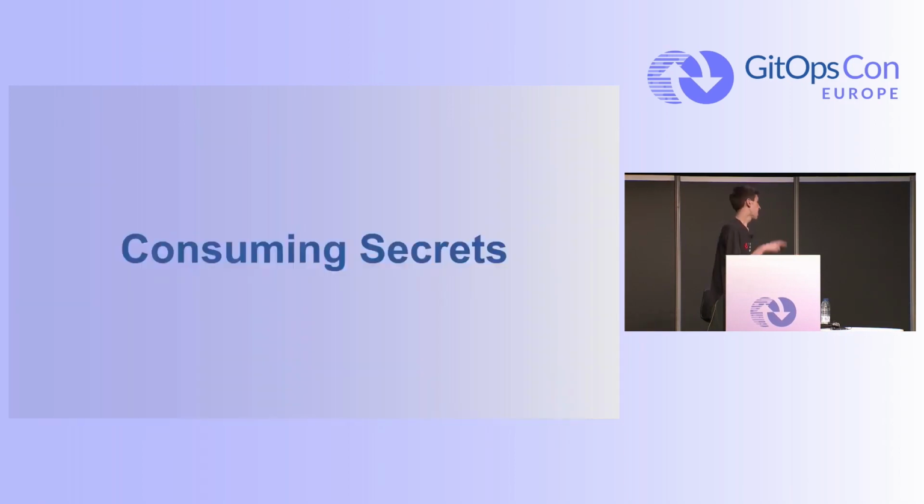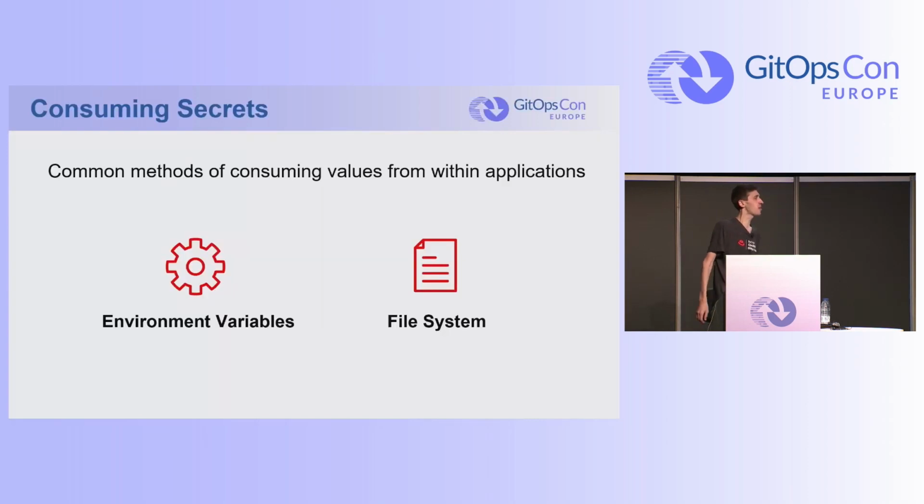Okay, we talked about how we store the secrets and how we access them. Now the most important part: how do we actually use them? Because we did two of the three. Let's start consuming them. There are two common ways that you will consume secrets in your GitOps process. One, environment variables. You're going to consume whatever it happens to be as an environment variable. And number two, through a file system.